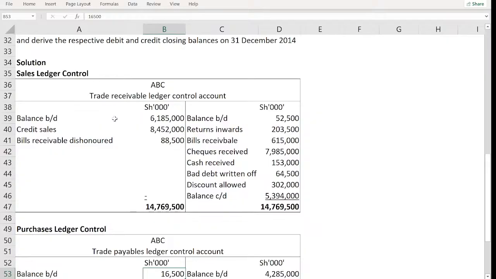As you can see from the question, from the sale ledger, we have the debit and the credit. So we are going to take the debit of 6,185,100. Then on the debit, we always have the credit sales and also the bill receivable dishonored. That is also on the debit side.